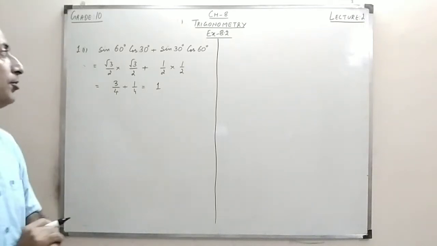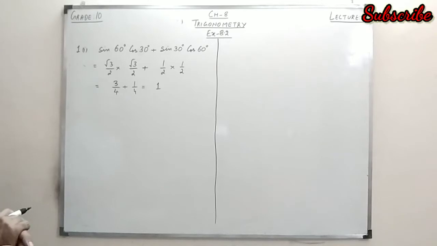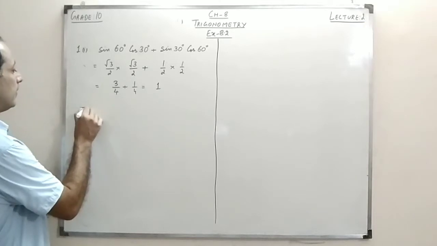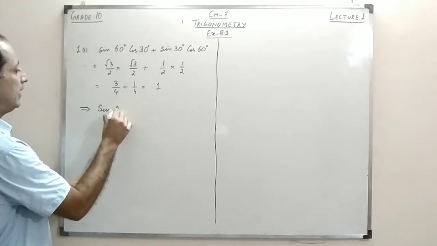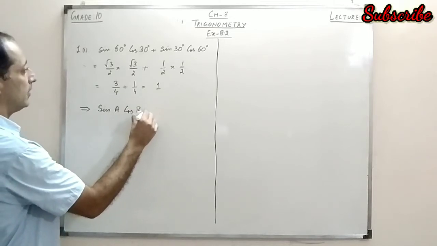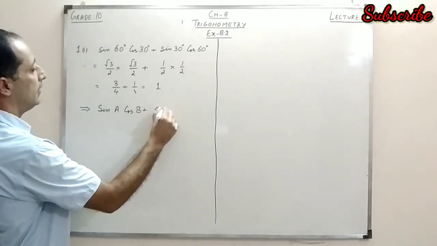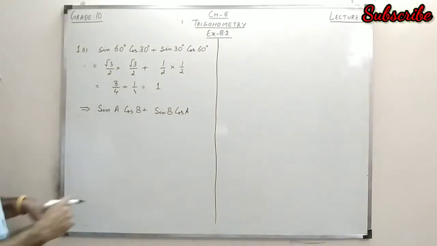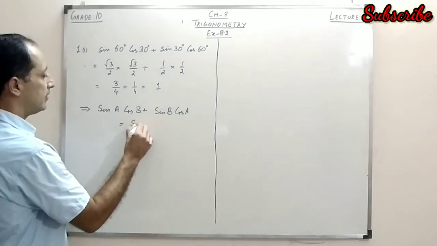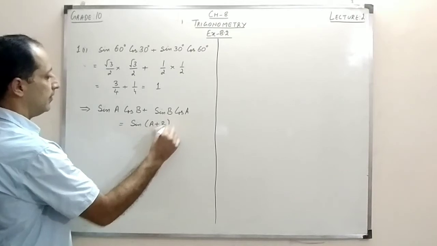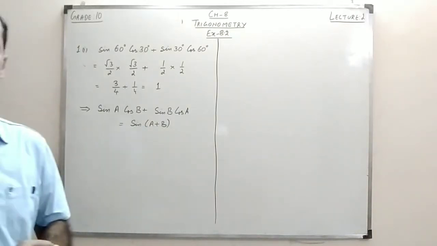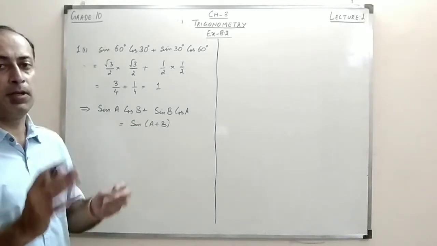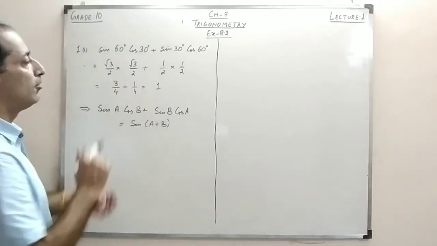Now, this question can also be done in another way. There is an identity which will be coming in the higher classes, and that identity is basically somewhat like this. If we have sin A cos B plus sin B cos A, where A and B are the angles, then you can write this as sin (A plus B). This is one of the identities which will be coming in the higher classes. I'm just telling you, you can apply this also if you try to remember. If you're not able to remember, then you can do it directly also.